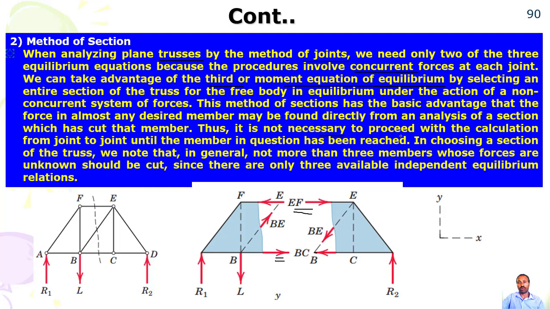to proceed with the calculation from joint to joint, every joint, until the member in question has been reached. So, in choosing a section of the truss, we note that not more than 3 members whose forces are unknown should be cut. If the forces are not known, you should not cut more than 3, since there are only 3 available independent equilibrium equations. So from the relation we can find. So just cut, for example, this one, then moment. If you cancel 2 forces, then the third force can be calculated.